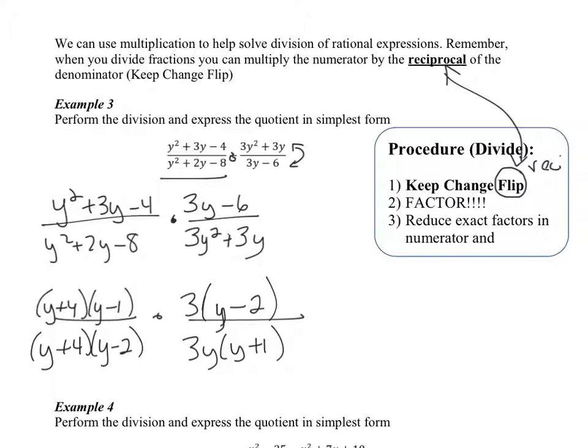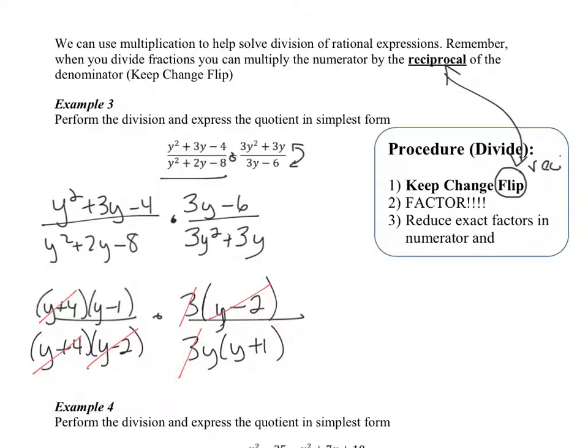All right, so I factored those pieces. I'm going to show you my crossing stuff out because it's fun. So we find common factors. So y plus 4, 1 in the top and 1 in the bottom. y minus 2, 1 in the top and 1 in the bottom. So these 3's are the same.